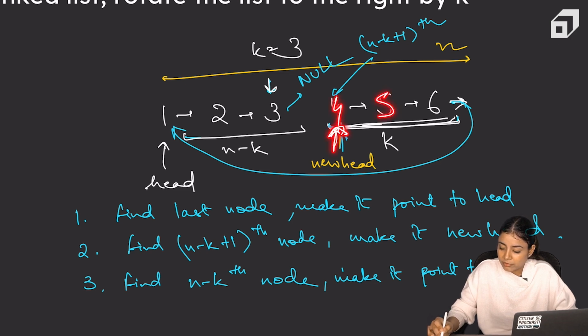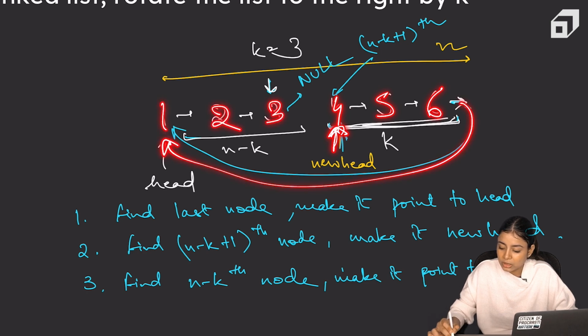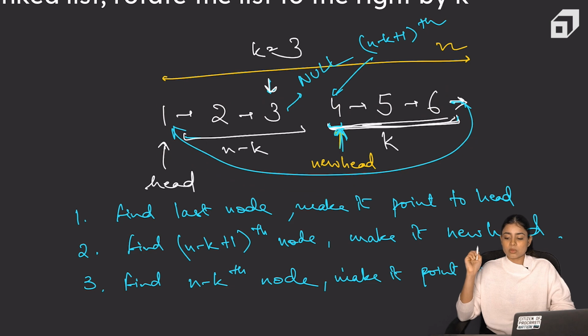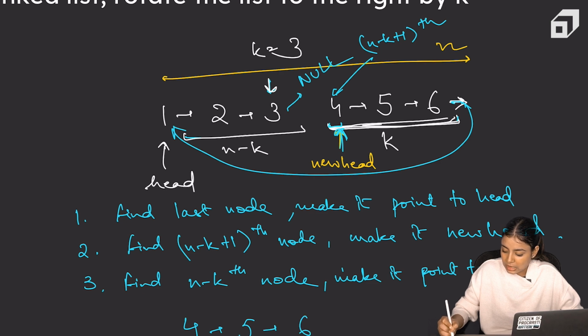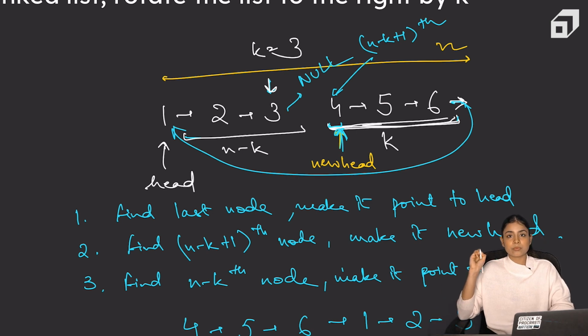So 4, 5, 6. After 6, I have 1, 2 and 3. 3 will be the last node. So if I write this properly, this is nothing but the same as this. So I have my output. So basically I have to do three things. First of all, I have to find the last node and make it point to head.